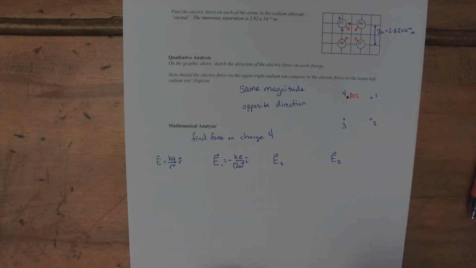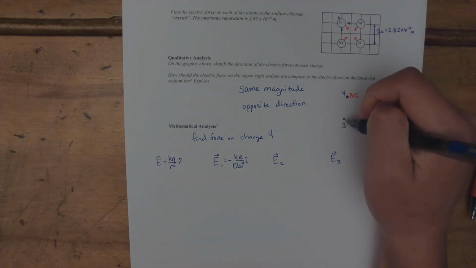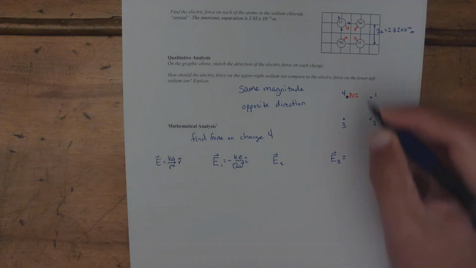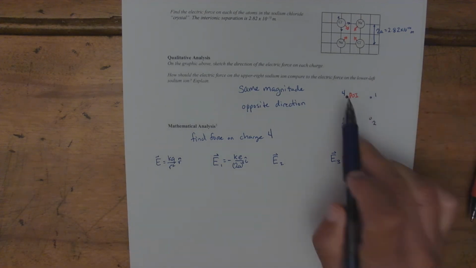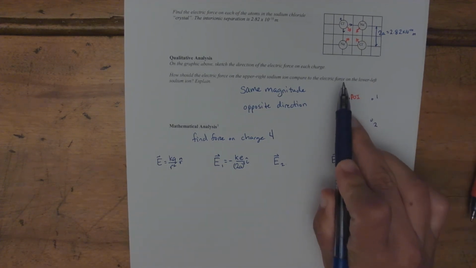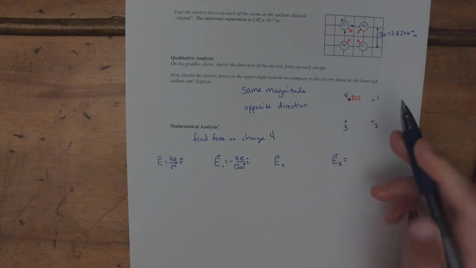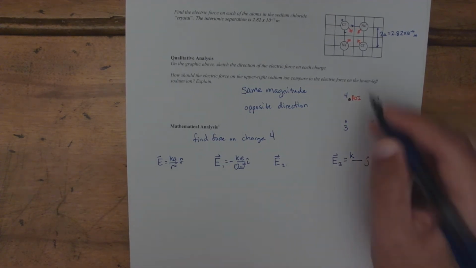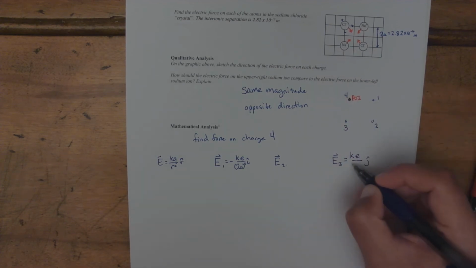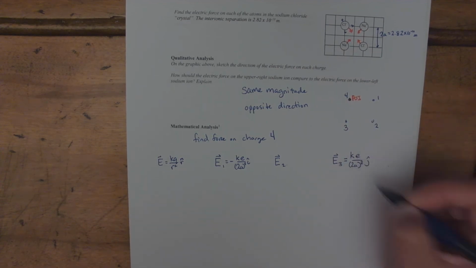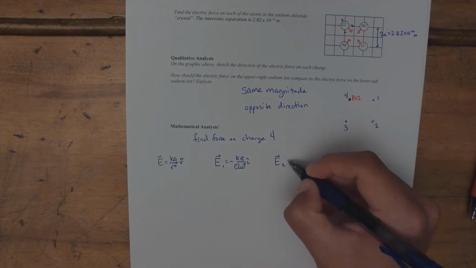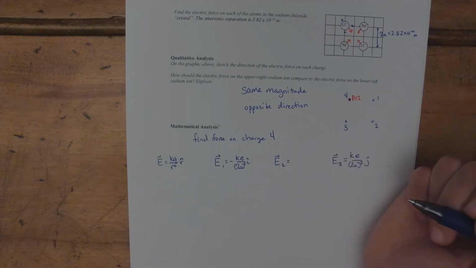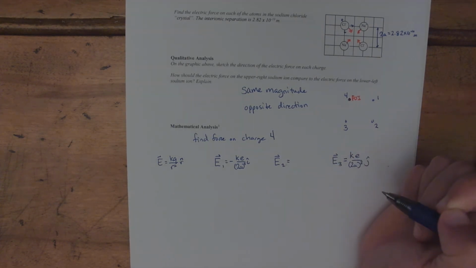Okay, and then we have charge 3 here, and going from 3 to 1 gives us the direction of r hat. So from the charge to the point of interest, that's pointing in the j hat direction, and this is k times the charge, which is E, divided by 2a squared. And then, this one's a little more difficult. Let's see.